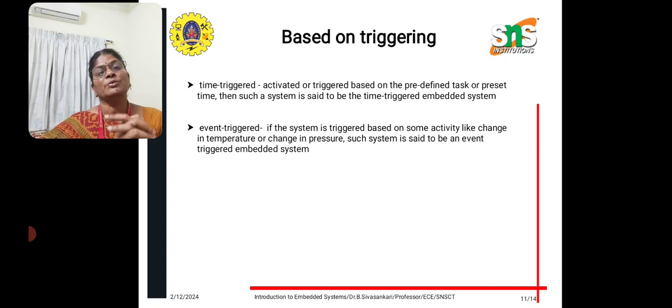So we have discussed the classifications of embedded systems in this session, and in the next session let us discuss the structural units of embedded systems.